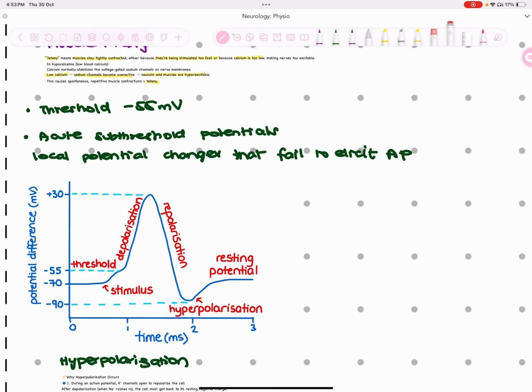So what are subthreshold potentials? For example, this potential that was unable, this is a local potential change that fails to elicit action potential. It was unable to cause action potential. So it will be a subthreshold potential.